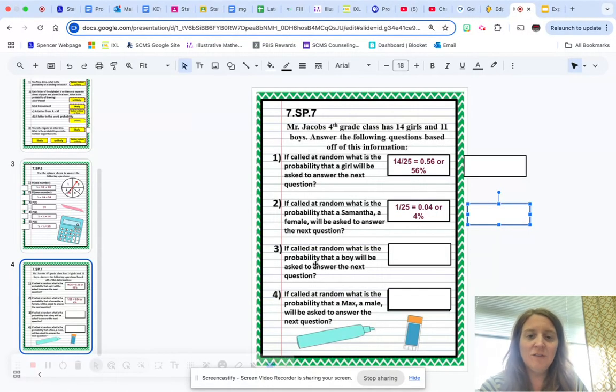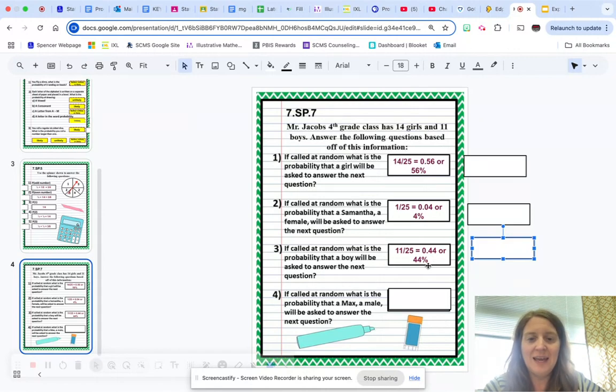Number 3, if called at random, what is the probability that a boy will be asked to answer the question? So again, there was 14 girls, 11 boys. It would be 11 out of 25. 11 divided by 25 is 0.44, which is 44%.